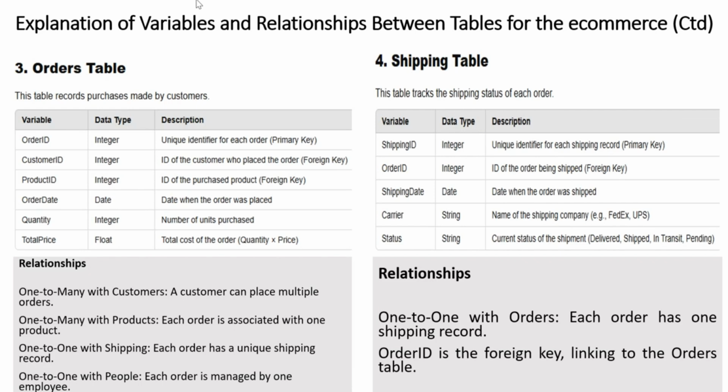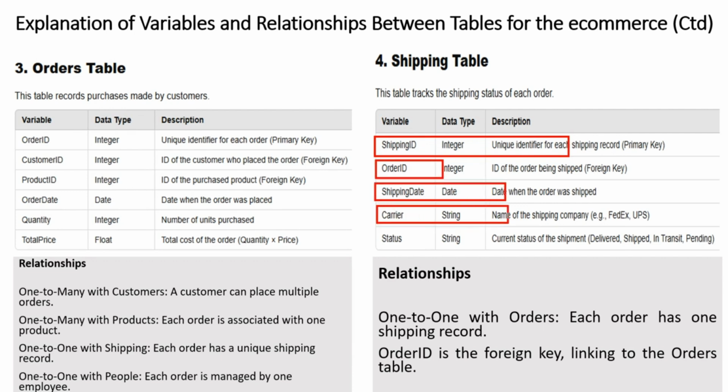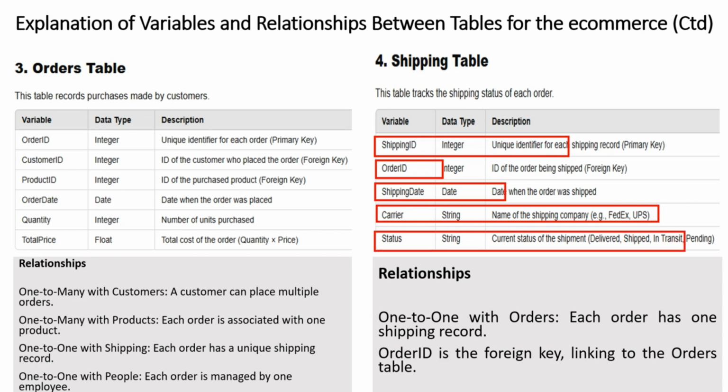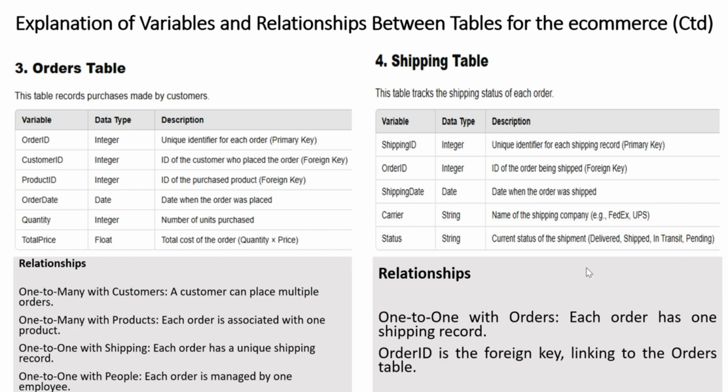So then the shipping table. So the shipping table has these variables, right? There's the shipping ID, which is an integer, the order ID from another table, the shipping date, the carrier, the name of the company that's going to ship the product, and the status, whether it has been delivered, shipped, in transit, or even pending. So you can see the relationship is one to one with orders. Each order has one shipping record. It's as simple as that.